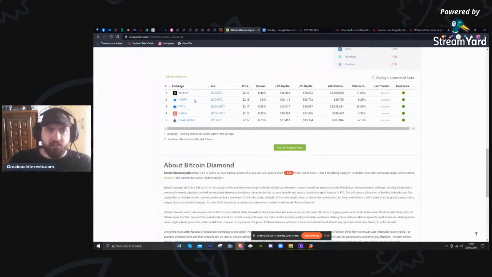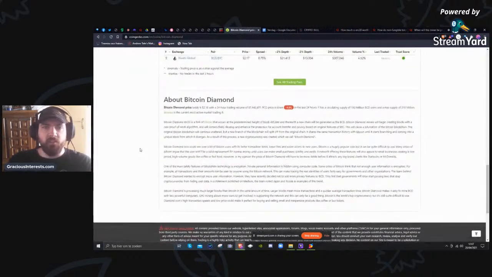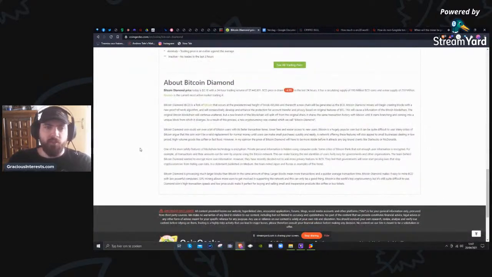Available on Binance, BTC, OKX, Gate.io, and Huobi Global. So Binance is the biggest one for most small-time coins, I dare say. And there's a little about here. Price today is $2.16 USD. Price is down. Circulating supply of about 190 million BCD of a max supply of 210 million.